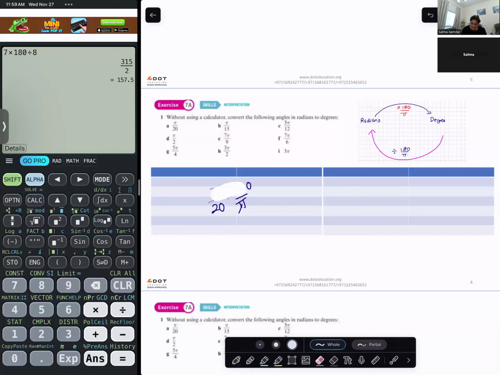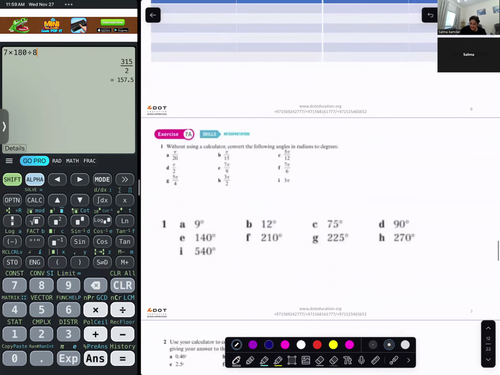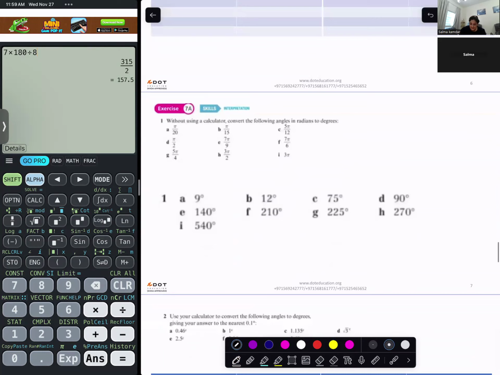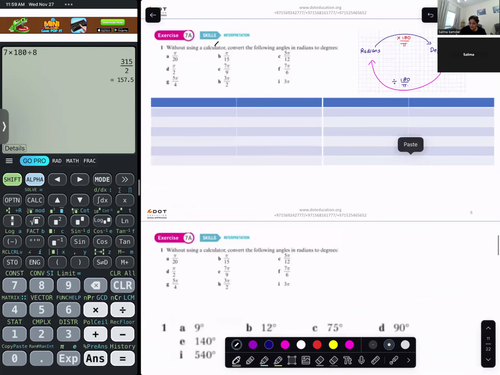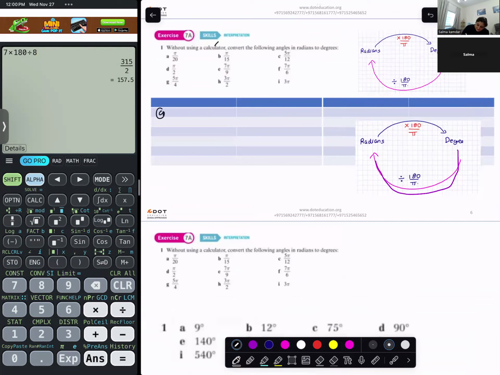So this is your exercise 7A of the Edexcel Pure Maths 1. You do not have to use the calculator and you have to convert the angles in radians to angles in degrees. If you see there is the answer down, make sure when you write the final answer, it should be proper. So the first one is pi by 20.